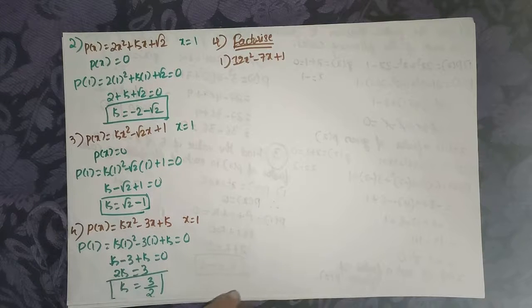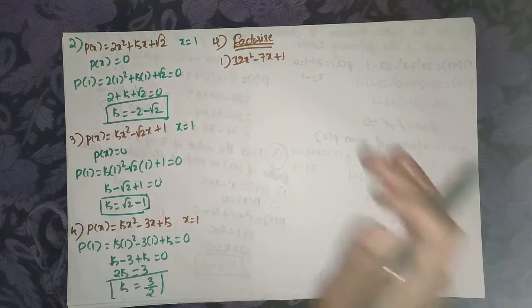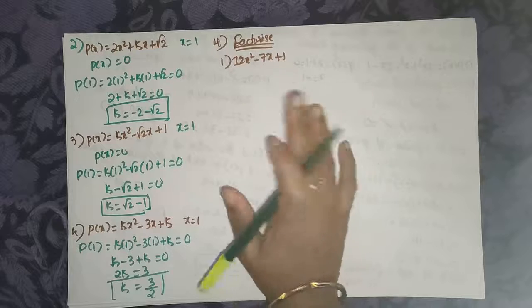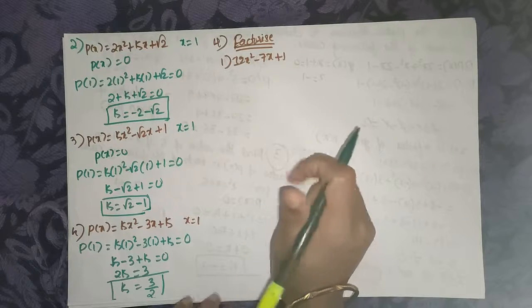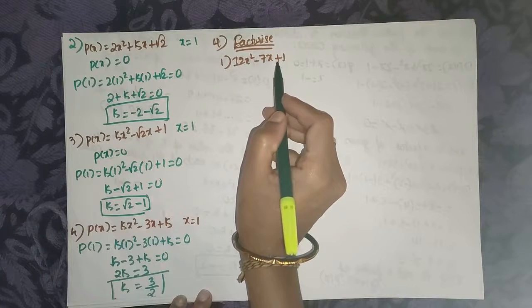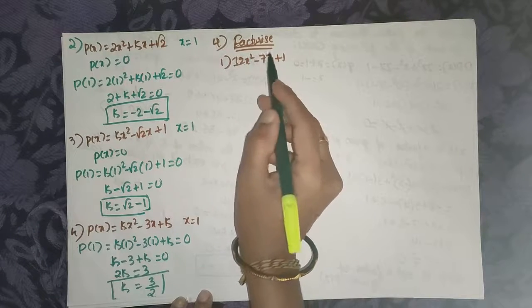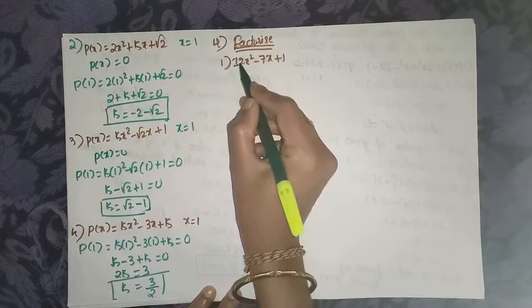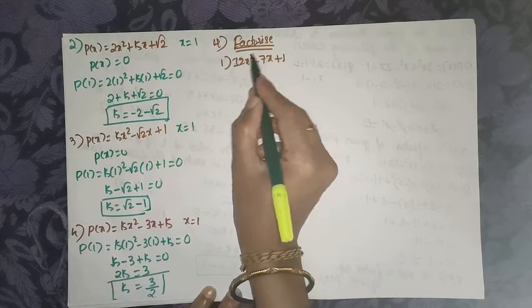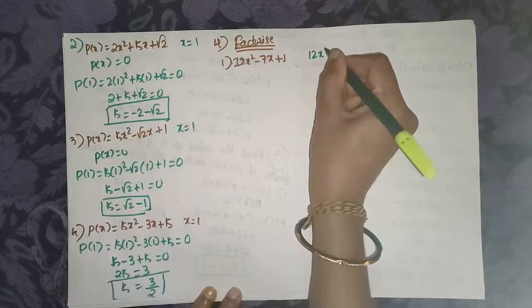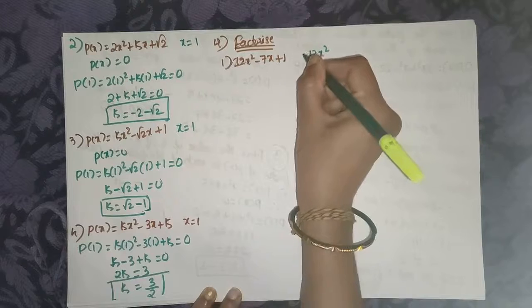Fourth main question is factorize. The factorization we have learned already in previous sections. Here the first question is 12x square minus 7x plus 1. Here we need to split the middle term. So just multiply the first and last term. 12x square into 1 is 12x square. Here plus into plus gives a plus sign.